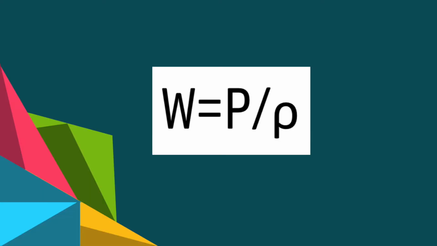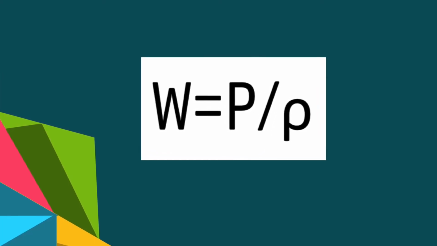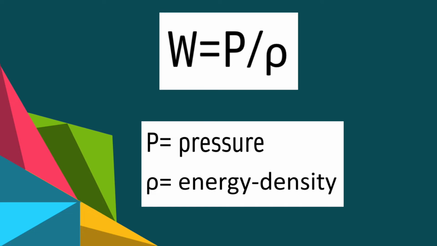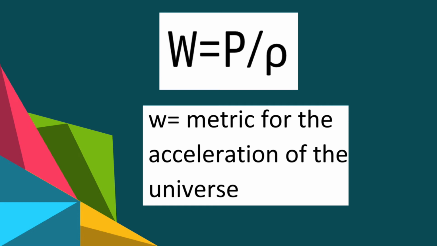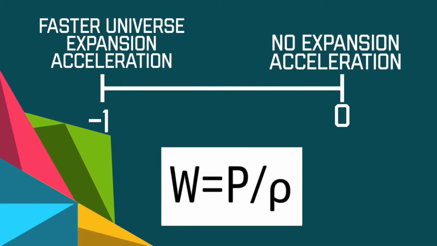So if there's an area of high energy density, that would be an area that has lots of energy close together. The equation for this theory of expansion is W equals P over rho. P stands for pressure and rho stands for energy density. We use W as a metric for determining the rate of expansion without producing an acceleration. The more negative W is, the faster the universe expands.